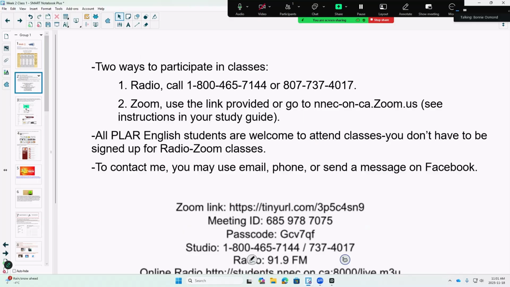Just a reminder that there are 2 ways to participate in classes. So you can join classes using the radio, call into our studio, or you can join classes using Zoom. Use the link provided or go to nnec-on-ca.zoom.us. The instructions are in your study guide for joining the Zoom classes. All PLAR English students are welcome to attend classes, so you don't have to be signed up for radio Zoom classes. Even if you've signed up for IL, you can still attend the radio Zoom classes if it works out for you.